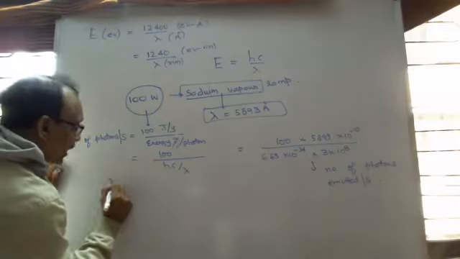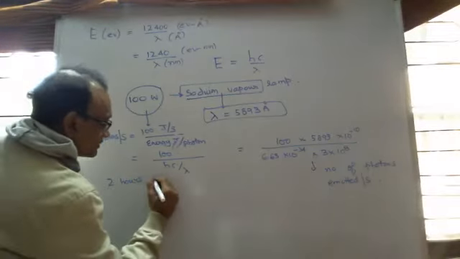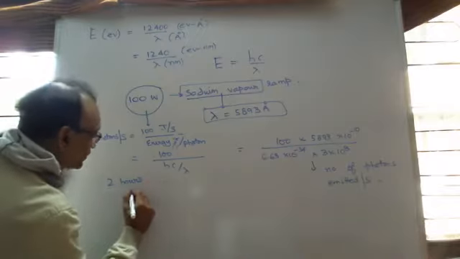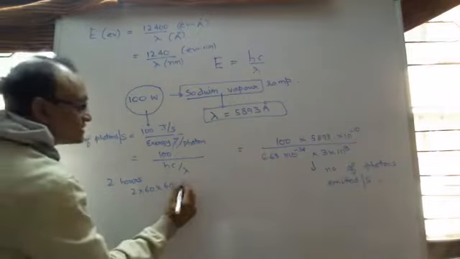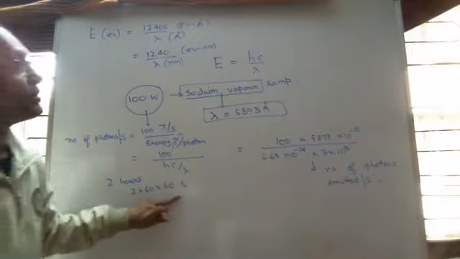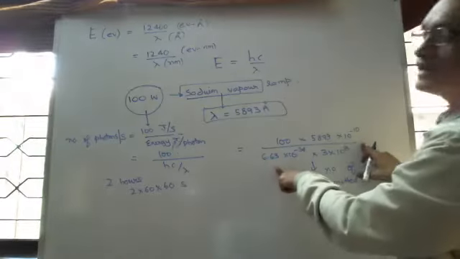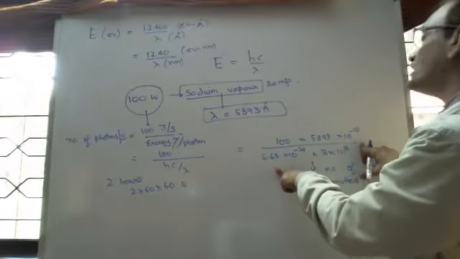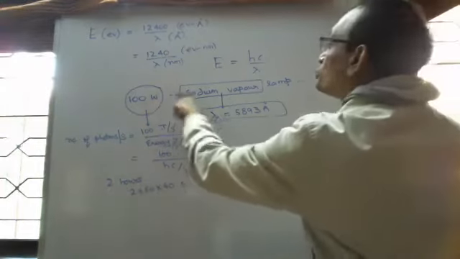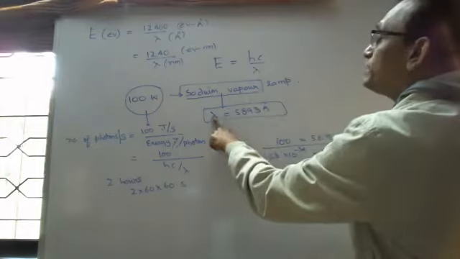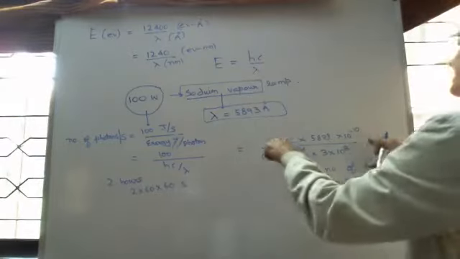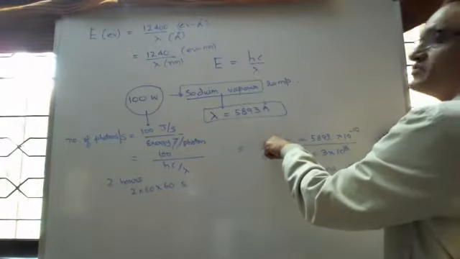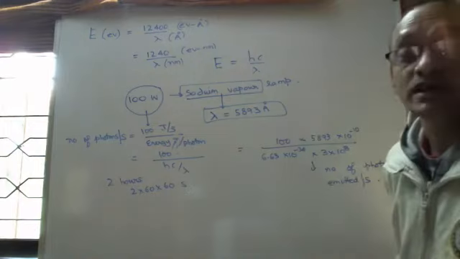अब कोई बोले कि ये लैंप है, in 2 hours how many photons will be emitted? In 2 hours means 2 into 60 minutes into 60 seconds. 7,200 seconds में कितना photon emit होगा? Multiply this with 7,200. You will get the number of photons emitted by this 100-watt sodium vapor lamp emitting light of wavelength 5893 angstroms in 7,200 seconds.